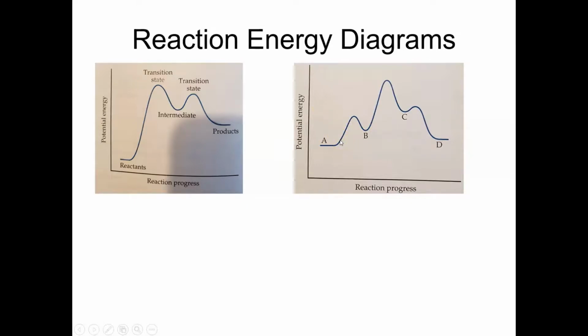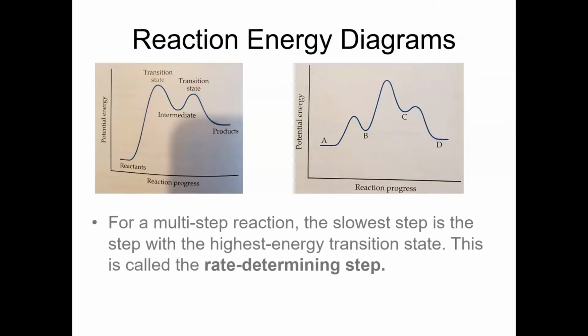Okay, what's the bottom line? If you have a multi-step mechanism, the slowest step in that mechanism is going to be the step with the highest energy transition state. That is, the highest peak in the mountain range that you have to go over is the transition state for the slowest step.